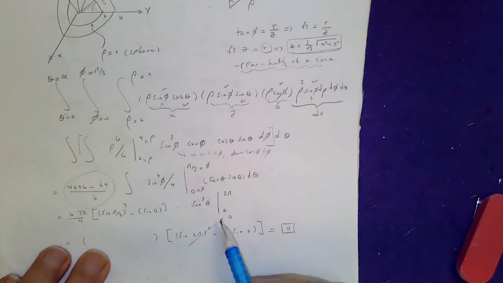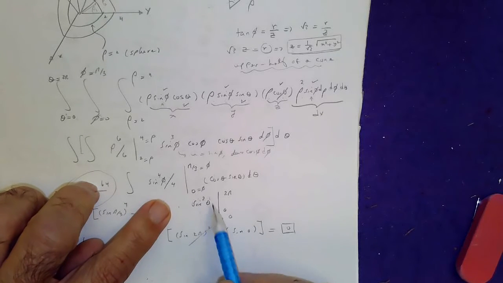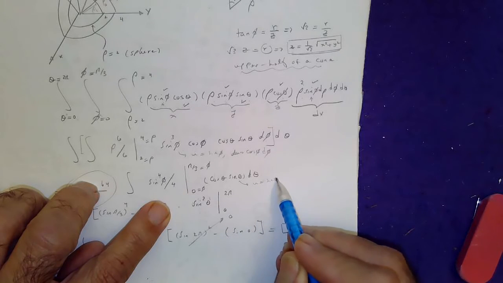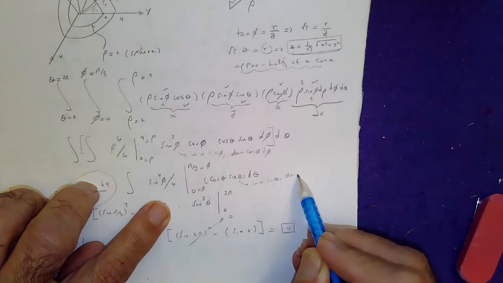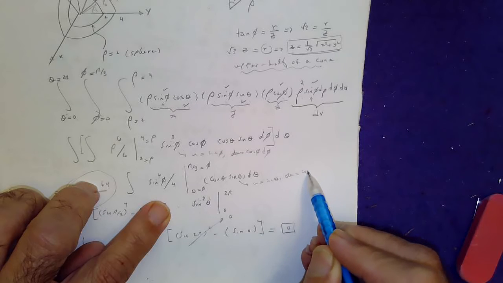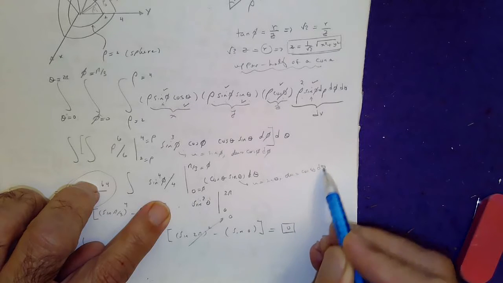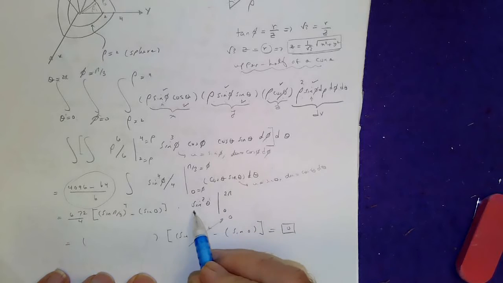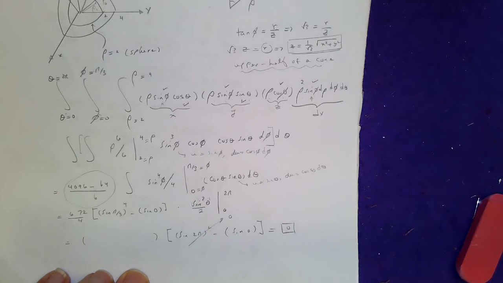Just for this example, look what you get here. Once again, if I let u be sine of theta, then du is cosine of theta d theta. So that would be like sine squared over 2, correct?